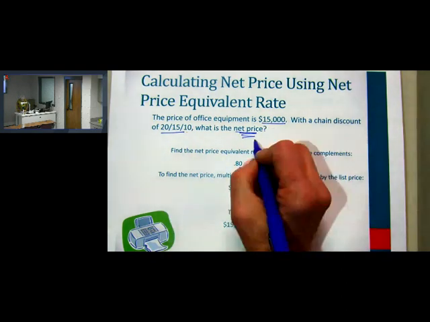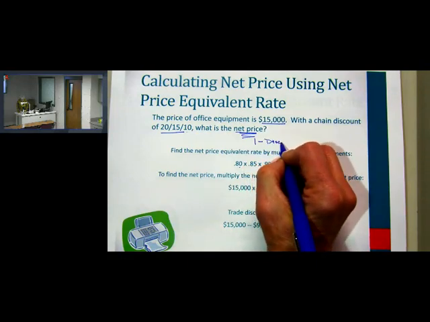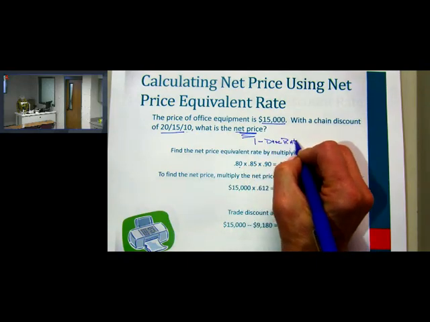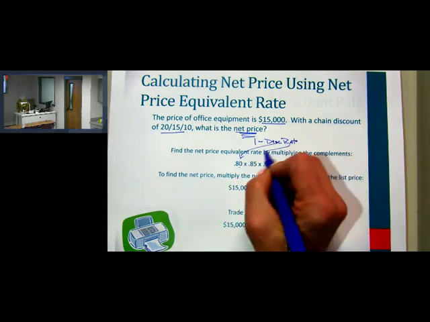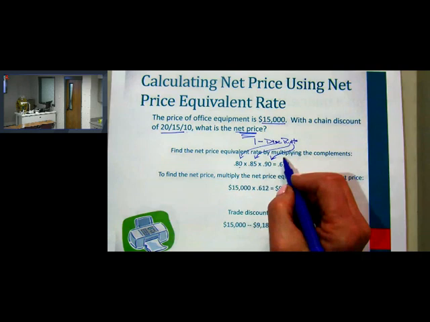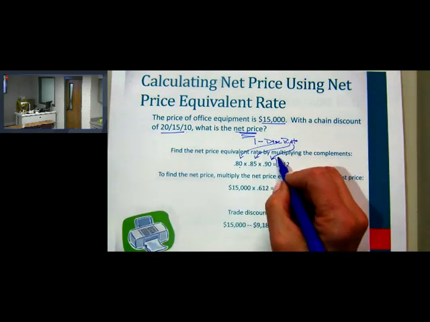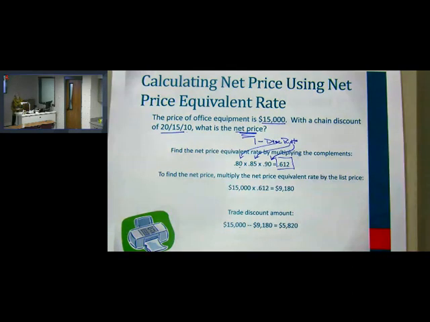Remember, your complement is 1 minus the discount rate. That's how I got that. Multiply them together. So when they're offering this chain discount of 20, 15, 10, basically this is what you're paying for your item. You're paying 61.2% of list.